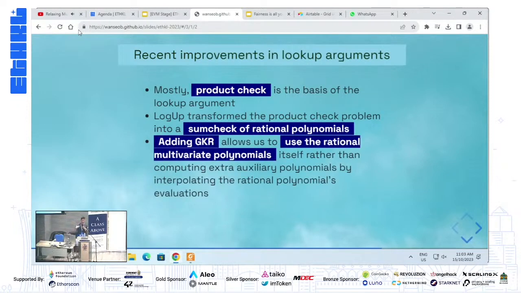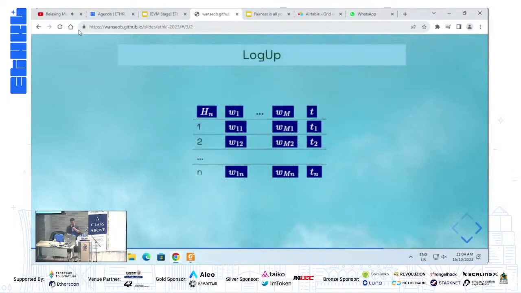And what GKR did is that in multivariate polynomial settings, it is pretty difficult to compute a rational polynomial. So it is not possible. Because of that, we define another multilinear polynomial and compute that using the interpolation. So we need to compute auxiliary polynomials, many polynomials, and it was also a kind of a pain point for the computations.